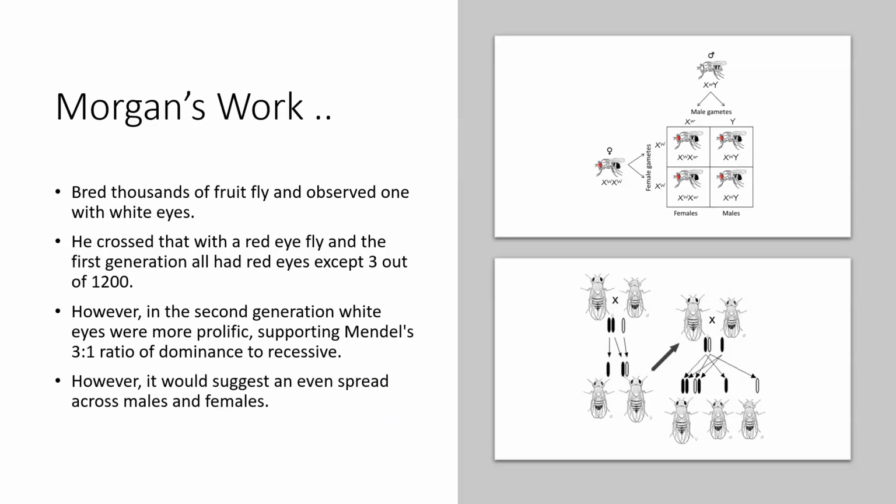However, Mendel's work would suggest that there was the 3-to-1 ratio across both males and females. Guess what Morgan found out? All the white-eyed flies were male. So what was going on?